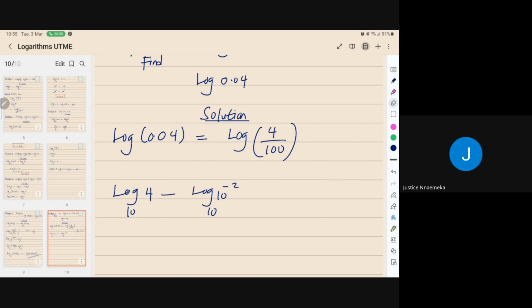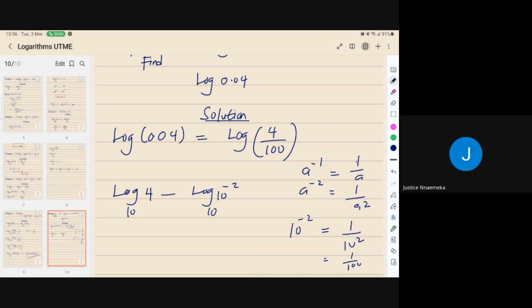Now we have something like this. When you have something like a to the minus 1, it's the same as saying 1 over a. If you have a to the minus 2, same thing as saying 1 over a squared. So when I have 10 raised to the power minus 2, it simply means 1 over 10 squared. And 1 over 10 squared will give us 1 over 100. Does it make sense now?